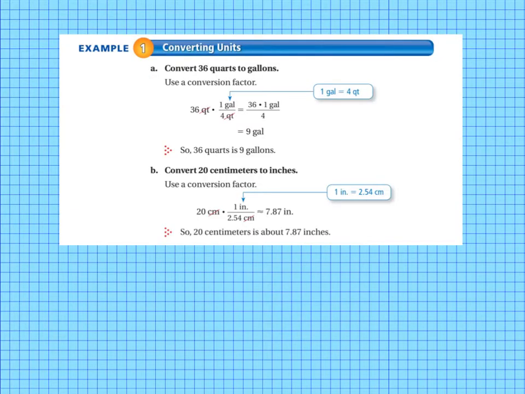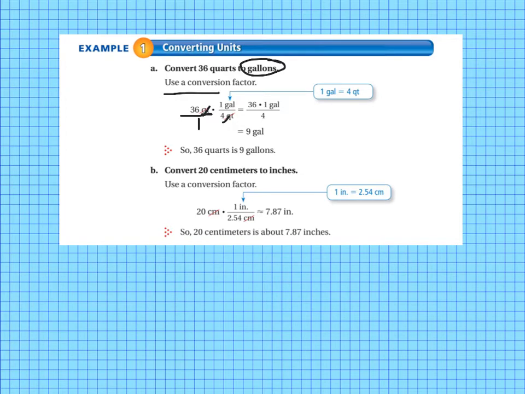Let's take a look at example one, converting units. Letter A, convert 36 quarts to gallons. So we're using a conversion factor, 36 quarts times 1 gallon per 4 quarts. So what we're doing here is we're taking 36 and we're essentially putting it over 1 because every number is itself over 1. And then just like when we cross cancel numbers, we can also cross cancel units. So we're crossing out those quarts to make them go away because we don't want quarts anymore. We want gallons.